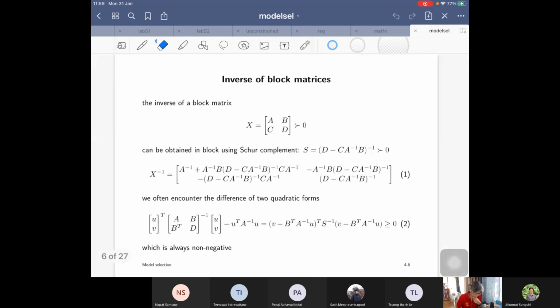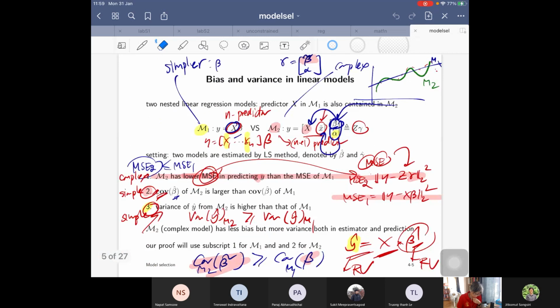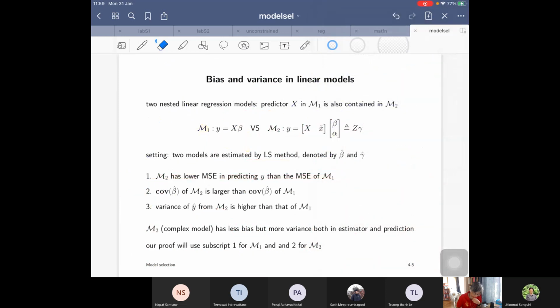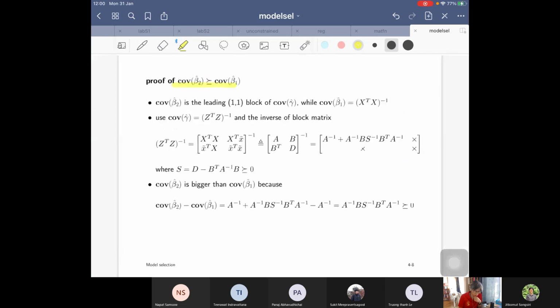I didn't have time to explain all the mathematical proof. Remember that we have the slide here. We have M1 and M2, and I say M2 represents a complex model, M1 represents a simple model. Complex means having more parameters. And we show mathematically that the covariance of the parameters of the complex model would be bigger. This is bullet 2, and the mathematical proof is here.